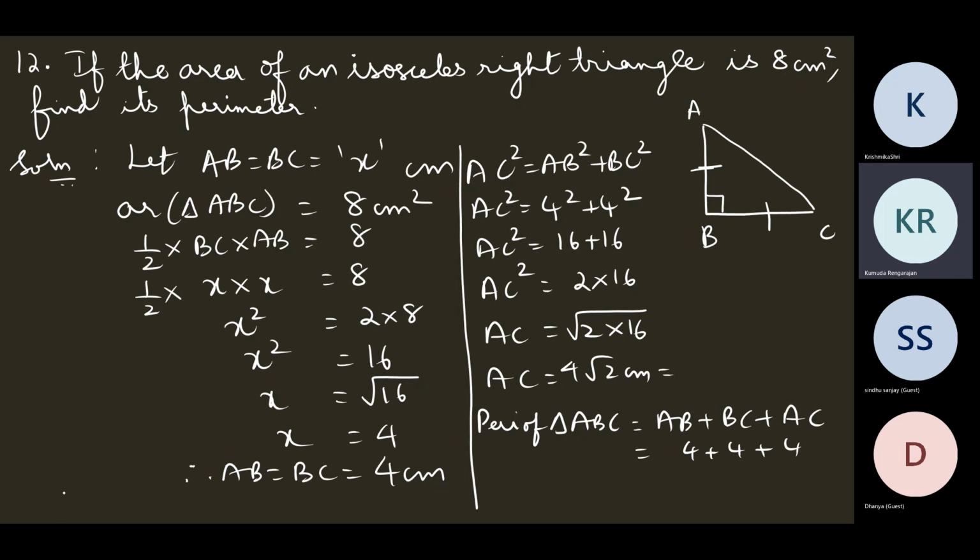We'll substitute and find the value of 4 root 2. Value of root 2 is 1.414. You can round this off to 5.7.